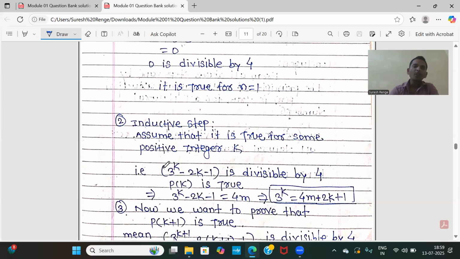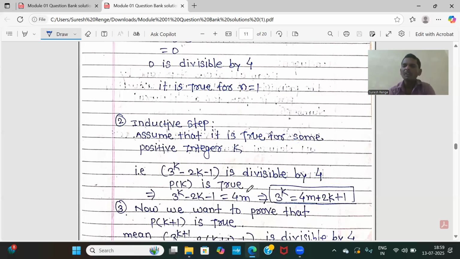Let us put k: 3 raised to power k minus 2k minus 1 is divisible by 4. What does divisible by 4 mean? It means the term in the bracket, 3^k minus 2k minus 1, is a multiple of 4. That means P(k) is true, and 3^k minus 2k minus 1 is equal to 4m.